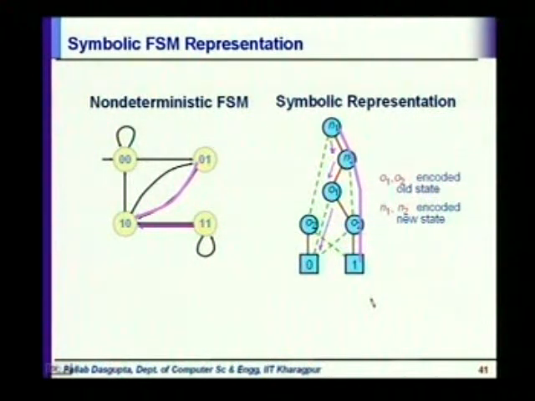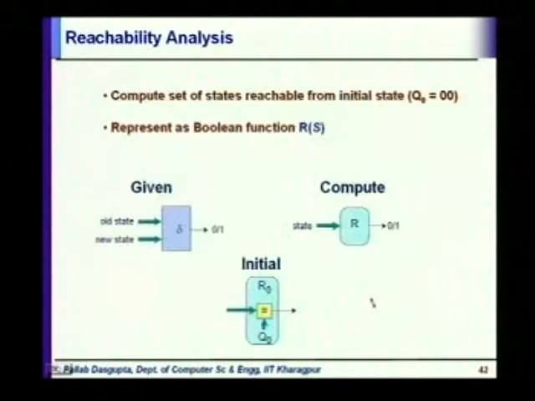Now the question is, what do we do with this BDD? What we can do is reachability analysis in the state machine. Given the BDD for the transition relation, and given a target state and the initial state, my problem is to find out whether I can reach the target state from the initial state.